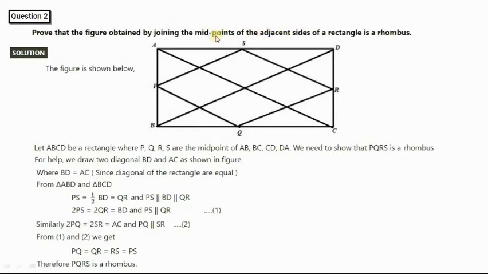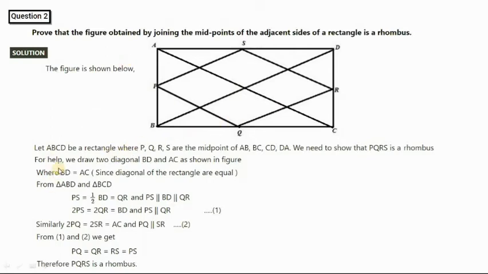Now what we need to prove here is that the figure obtained by joining the midpoints will be a rhombus. So whatever figure you get when you join the midpoints has to be a rhombus. Now what is a rhombus? A rhombus is a parallelogram, so the opposite pairs of lines are parallel, and on top of that all the sides are equal. So a rhombus is a parallelogram in which all the sides are equal.